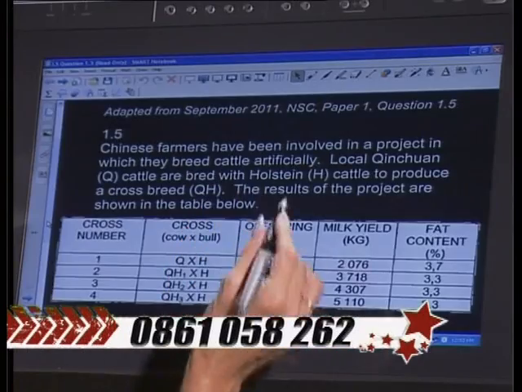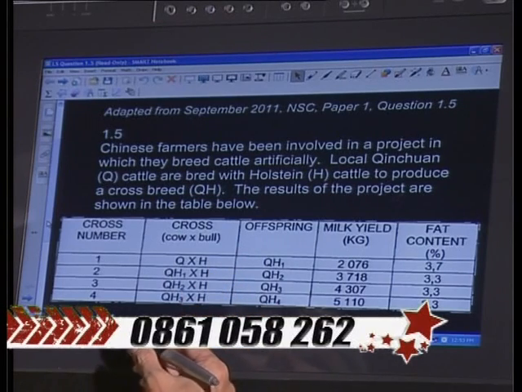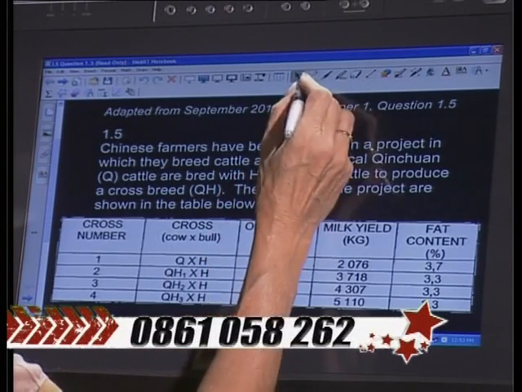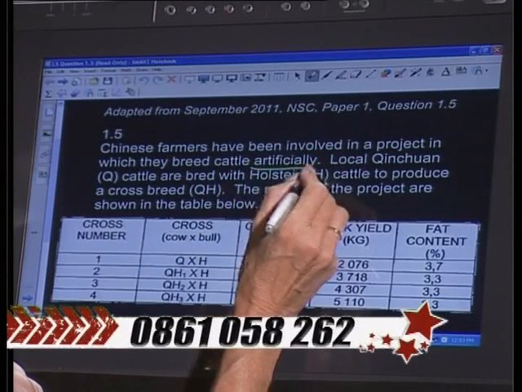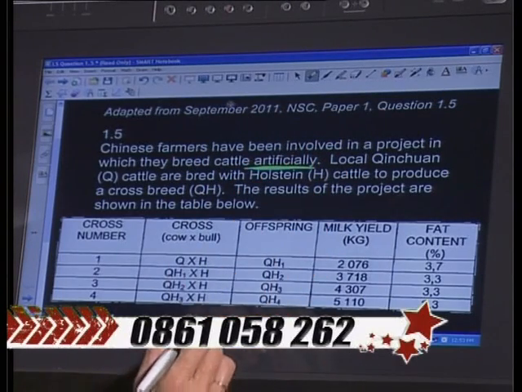Now, what do we want cattle for? We want them for meat and we want them for milk. So we're going to look at taking, if we can get a cow, breed cattle that produce lots of milk, and when they now get past the age of producing milk, we can then slaughter them and have lots of meat, well, hello, we're in the pound seats. So here we go. Chinese farmers have been involved in a project in which they breed cattle artificially. So now we're looking at artificial selection and not natural selection like Darwin had.